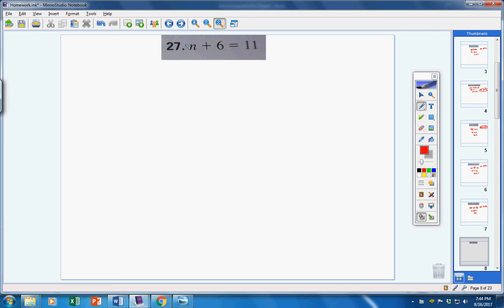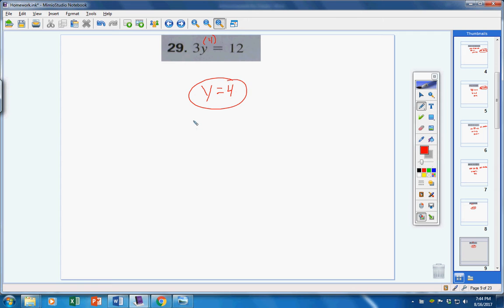Let's think about it, guys. Well, what would I put here for n? What plus 6 equals 11? 5, right? 5 plus 6 equals 11. So n equals 5. Number 29, okay? 3 times what would give you 12? How about 4, right? 3 times 4 equals 12. So y equals 4.